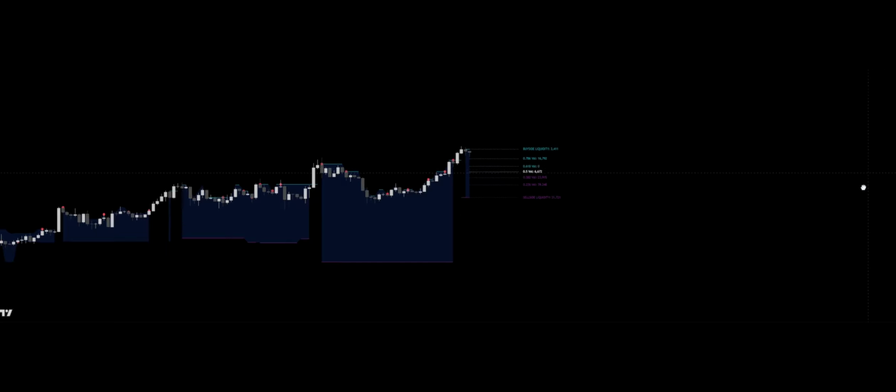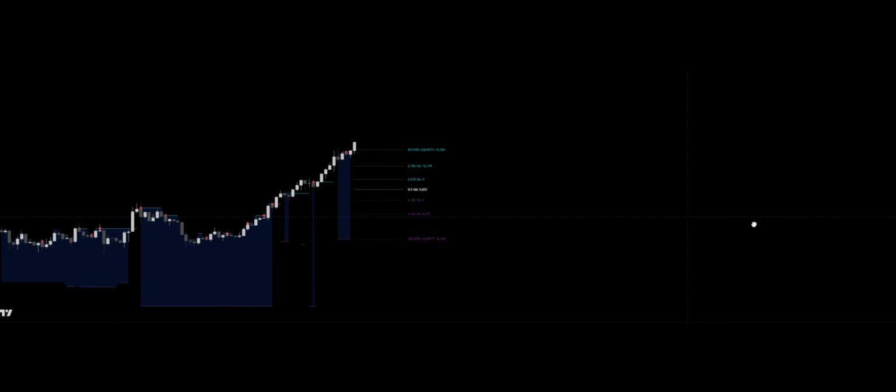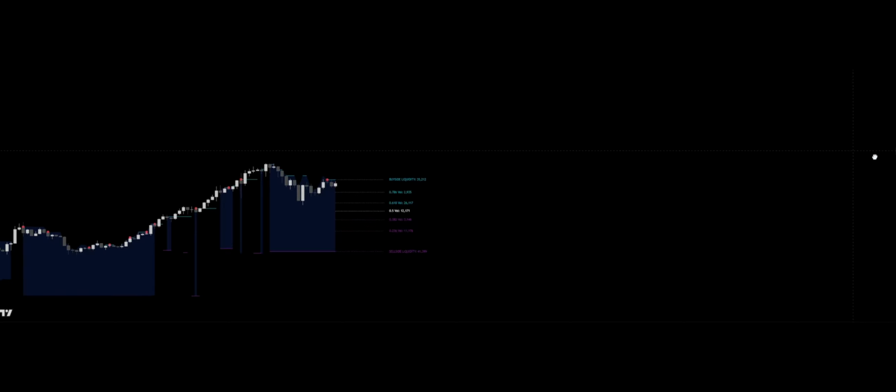Pandora's Chambers, Liquidity Grab Magnet Tool. This indicator is designed to reveal where true liquidity is hiding inside the price structure and how the market interacts with it in real time. Let's walk through how it works.